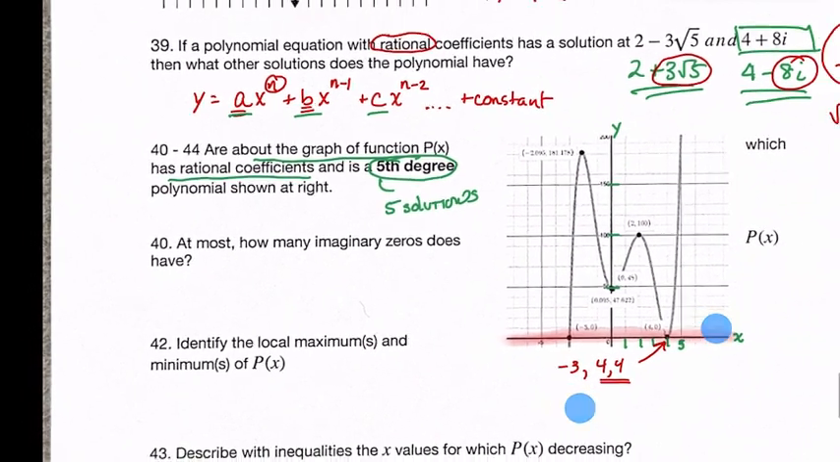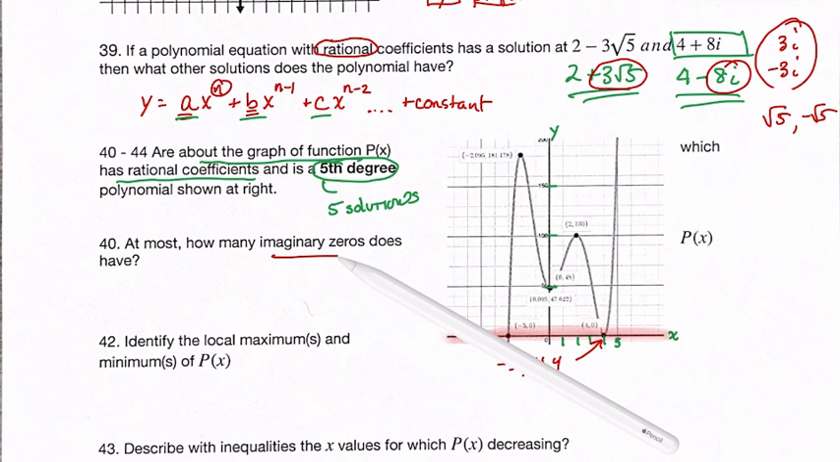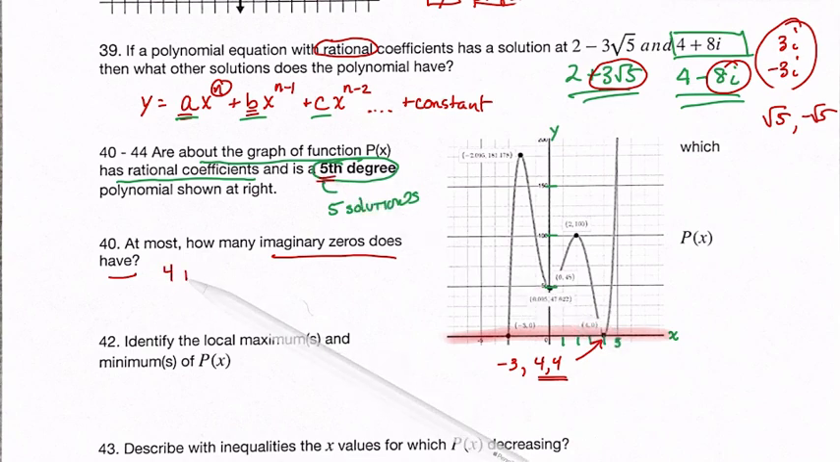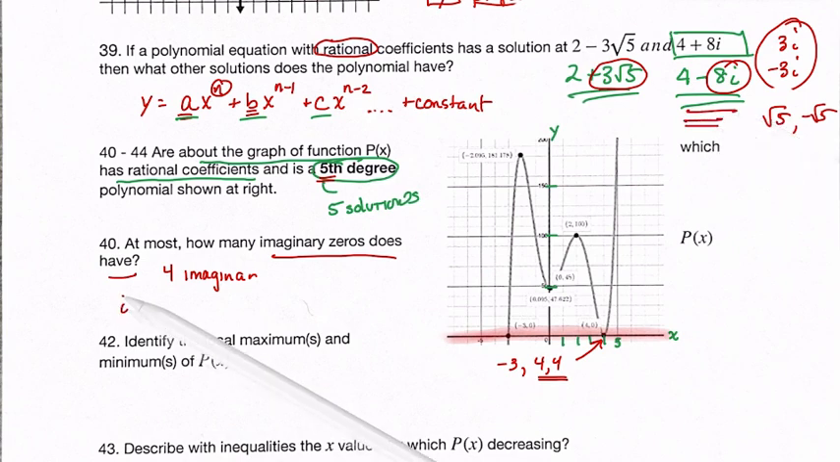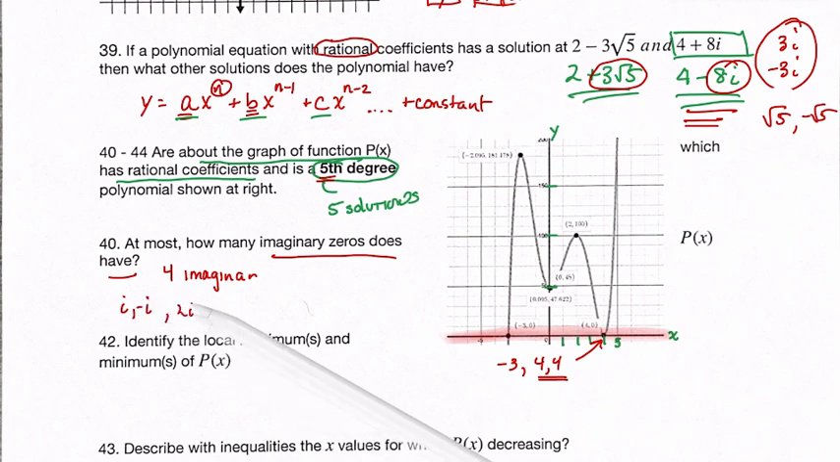Alright, so let's get into now, at most, how many imaginary solutions does this have? Well, at most, because it's fifth degree, it could have 4 imaginary solutions. Now, why could it have 4 imaginary? Because they always have to come in these pairs that we talked about previously. If you get one imaginary solution, you have to get its conjugate. And if you get a second imaginary solution, you have to get its conjugate. So they always come in pairs. So at most, it could have 4.